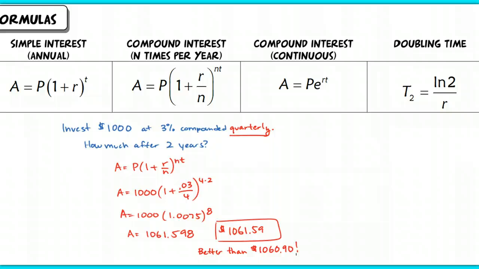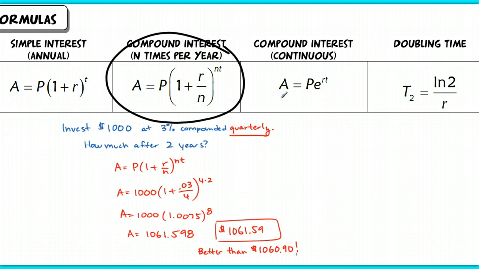All right, now let's say that $1,000 investment, still at the same 3% rate, is compounded quarterly, meaning now it's compounded 4 times a year. And after 2 years, what you're going to now use is a different interest formula, and that's the compound interest formula found here, where you have n times per year. So this is multiple times per year that you're going to now be compounding that interest.